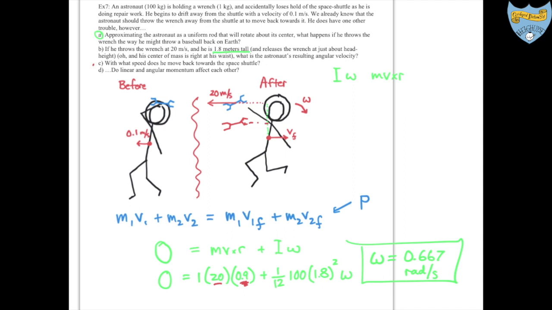Okay, now on to his linear momentum, because that's what part C wants to know about. C is saying to find the speed with which he's moving back towards the space shuttle. All right, for that, I want my momentum equation. Please note, I can't just do this. This is always very tempting. People want to be like, oh, yeah, so v equals omega R. So I will just plug in the omega that I got, and then I'll plug in 0.9, because that would be the radius.